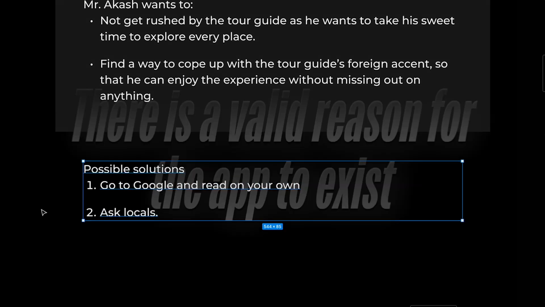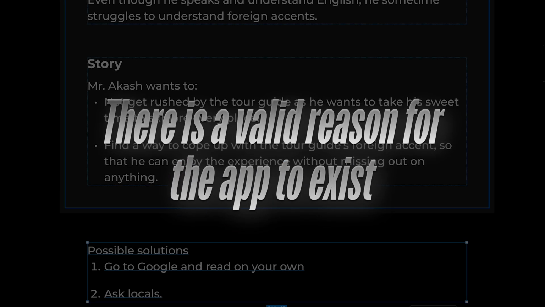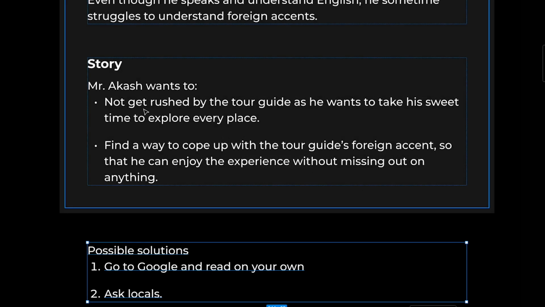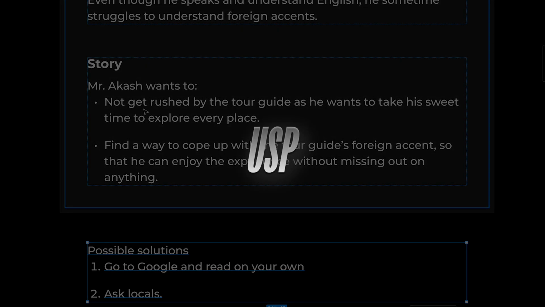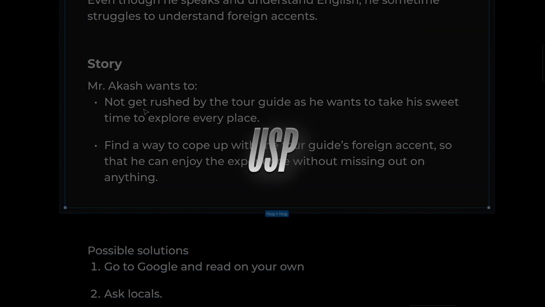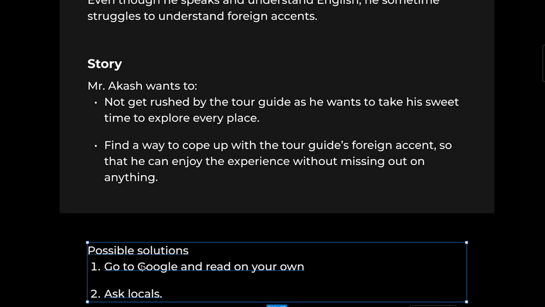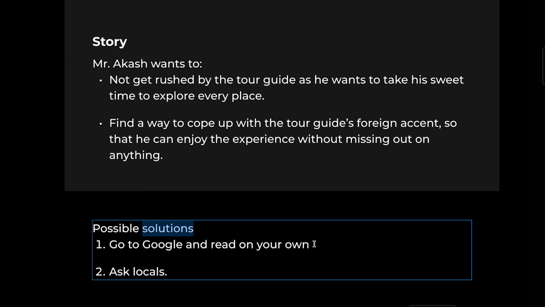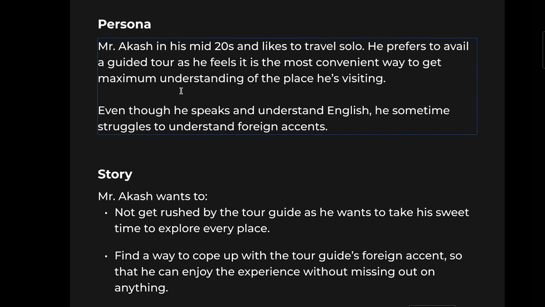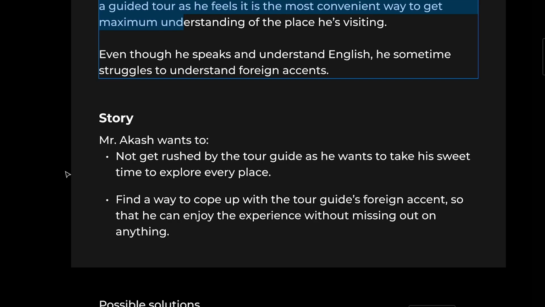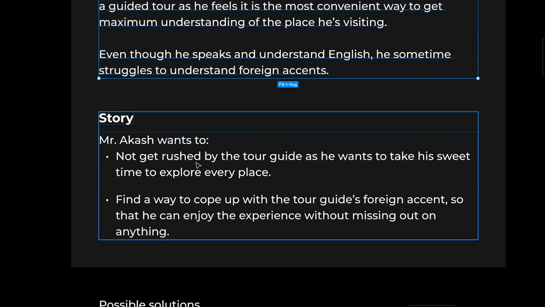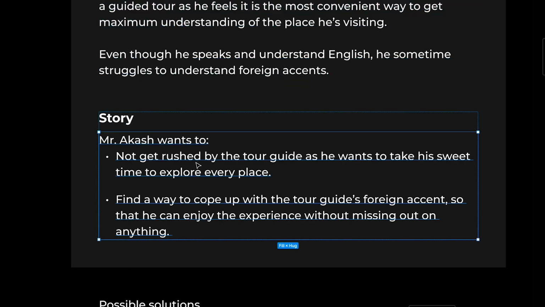Which means now there is a valid reason for this app to exist. And this is going to be the USP of the app. Because we are not able to solve the problem with the current solutions, or maybe I would say current behaviors, or current solutions is fine, right? And Mr. Akash wants a guided tour. Mr. Akash wants somebody to tell him all of this, and there is no way to get it done. That is the reason we can create this app.